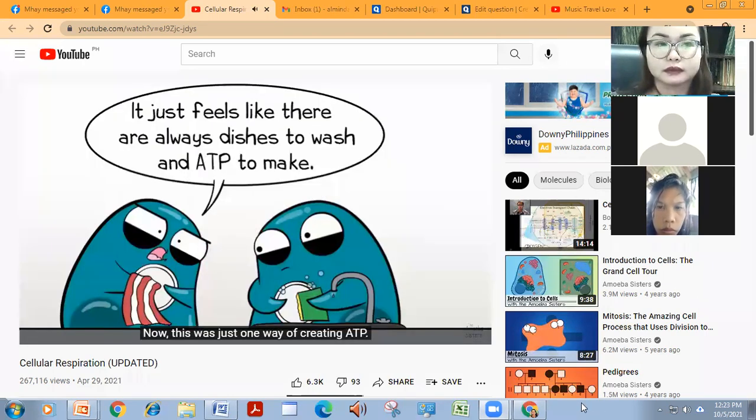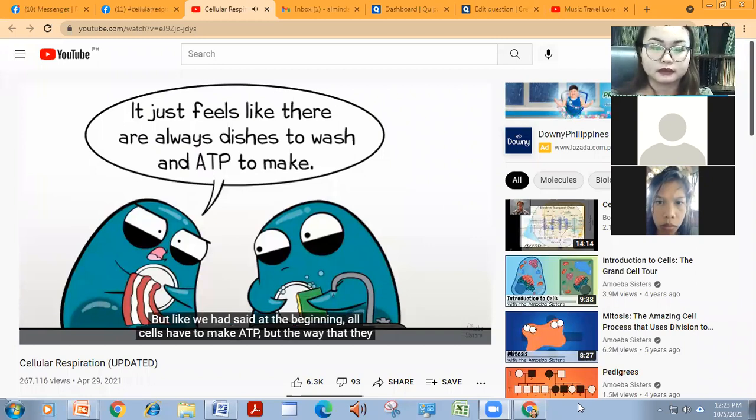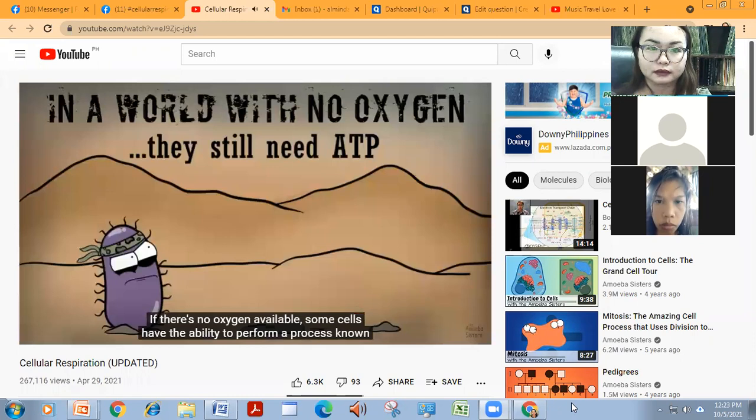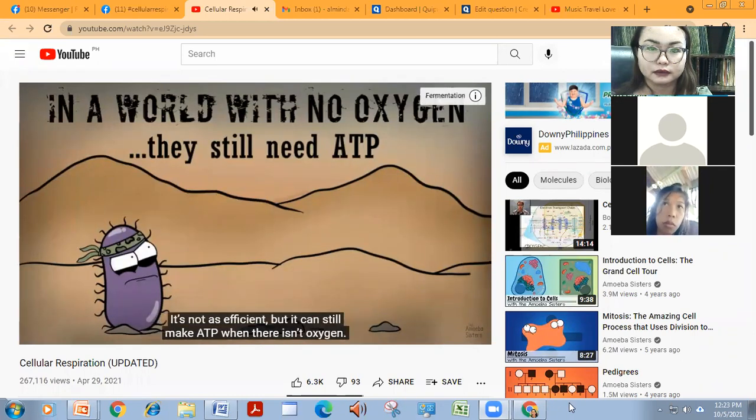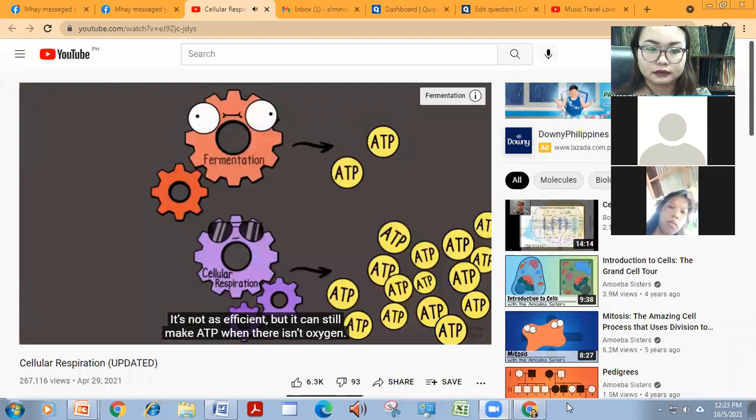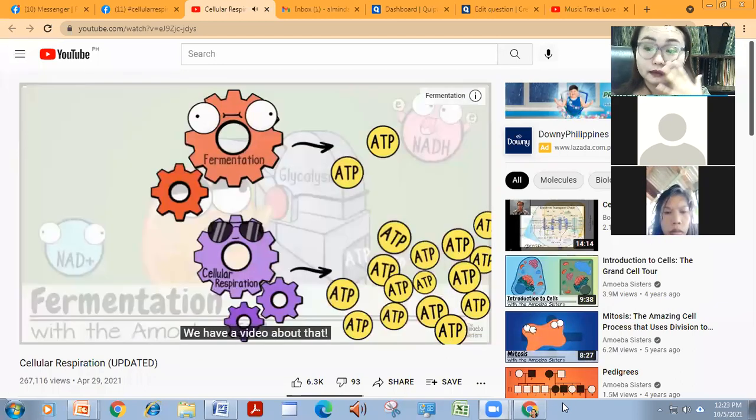Now, this was just one way of creating ATP. But like we had said at the beginning, all cells have to make ATP, but the way they do it can differ. If there's no oxygen available, some cells have the ability to perform a process known as fermentation. It sounds efficient, but you can still make ATP when there isn't oxygen. We have a video about that.